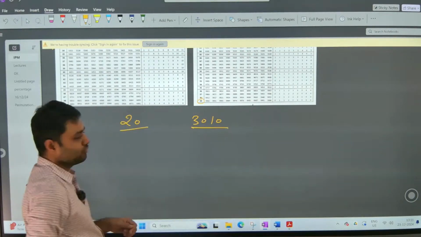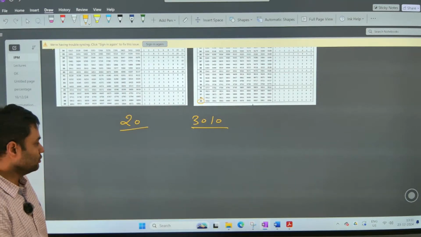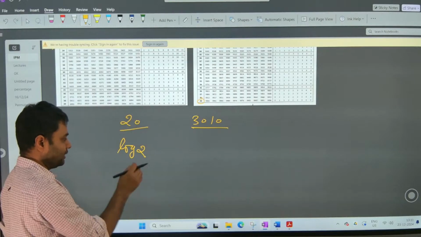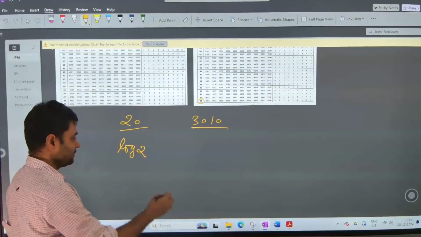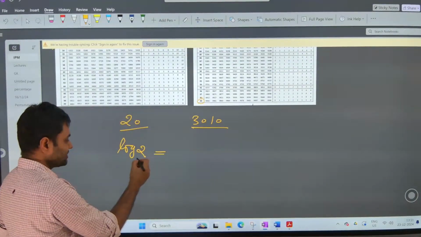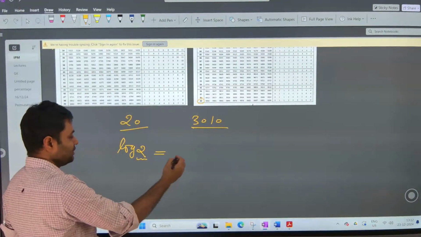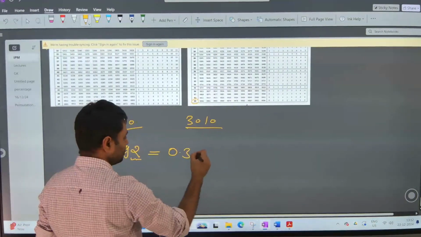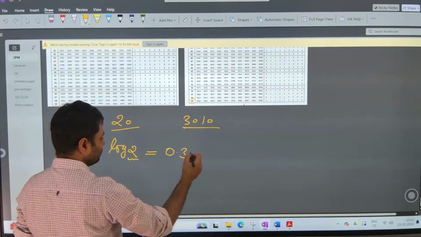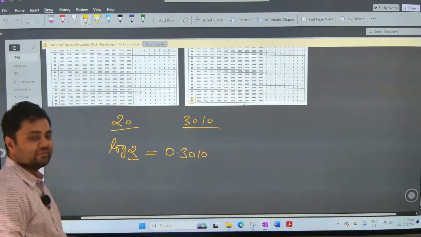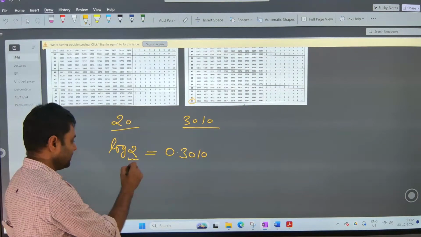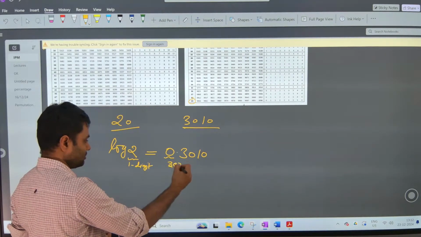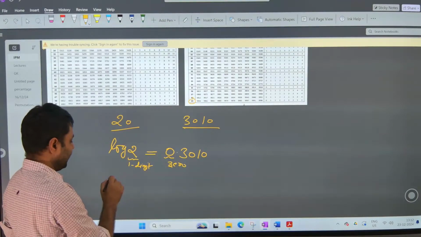So the question is, how do we write the value of log 20 or log 2? The property of log is, if you want to write the value of log 2, 2 is a single digit number, right? So if it is a single digit number, when you write the value of this, you will put a 0 here and point and then this value 3010. So this is the value of log 2. Because we had a one digit number here, that is why there was a 0. 1 minus 1, 0.